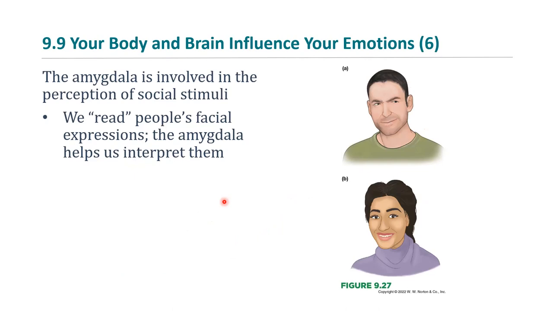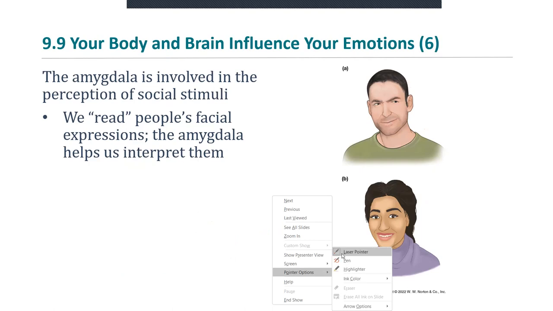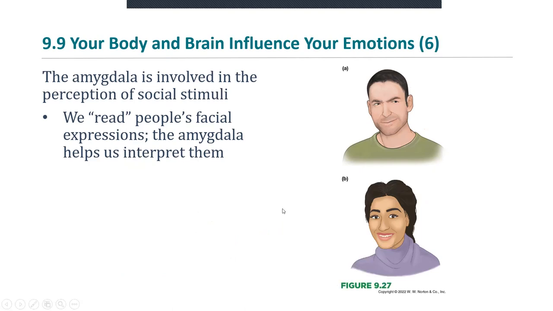Okay, continuing with the amygdala. The amygdala is involved in the perception of social stimuli. We read people's faces and facial expressions, and the amygdala helps us interpret them. So that's very useful. If you look at these two faces here, hopefully none of you have damaged amygdalas, and let's say you wanted to approach one that you thought was trustworthy. I think we could all agree that we'd probably go to that woman rather than that sneering guy who does not look trustworthy with that facial expression and the shifty eyes.